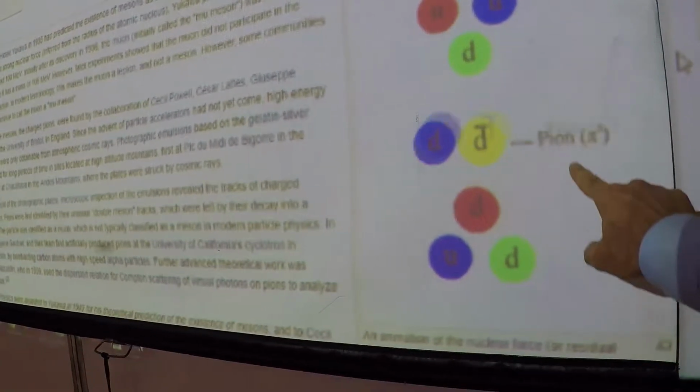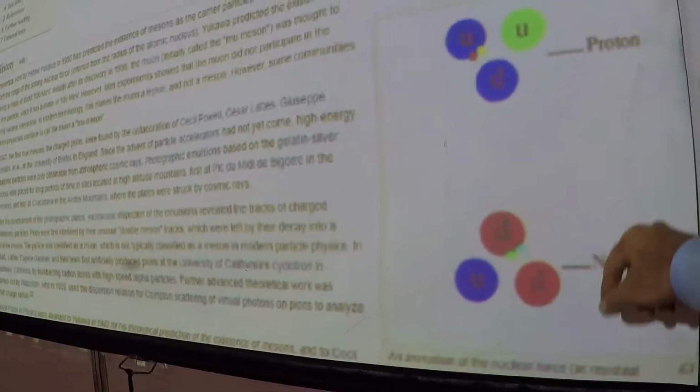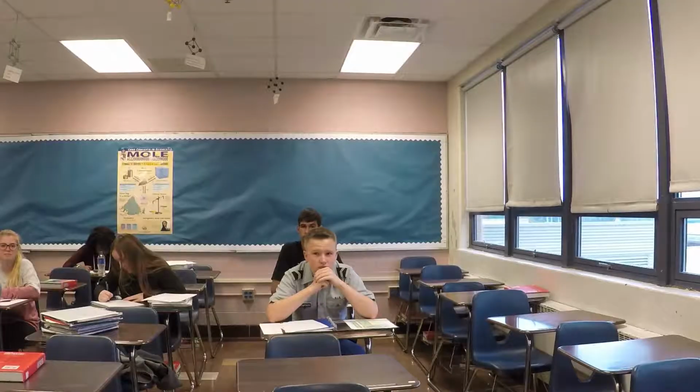Here's the neutron, proton, neutron. And this little particle right here called the pion is what's holding them together and associated with the strong force in the nucleus. Any questions on that?